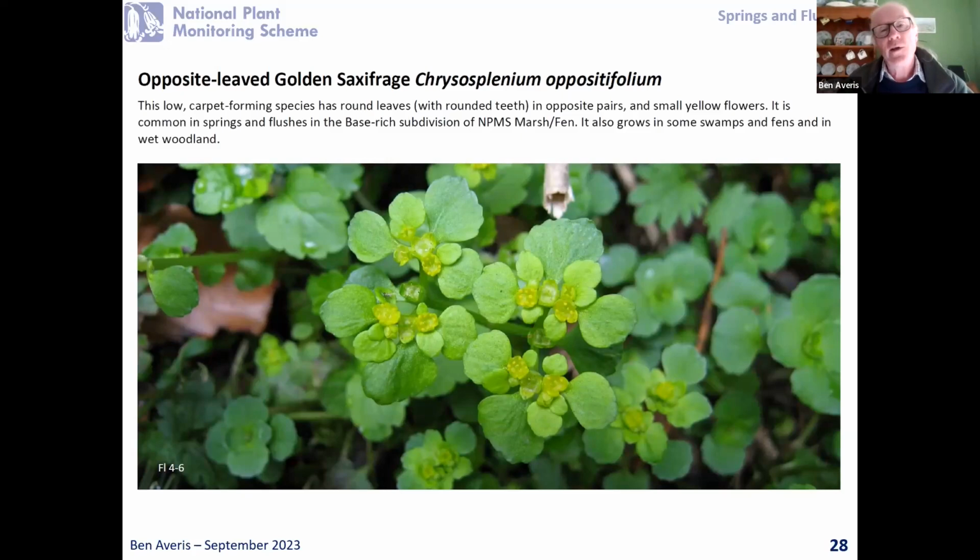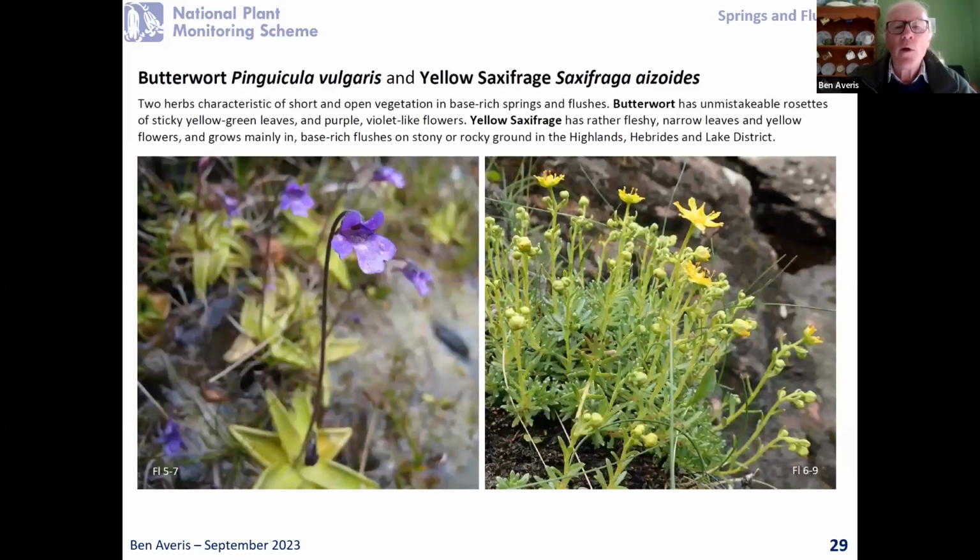This is always an easy one to identify, opposite-leaved golden saxifrage, because it's a small thing, forming low carpets on the ground, and the leaves are in opposite pairs, and they're quite round with biggish rounded teeth around the edges. And little yellow flowers earlier in the year. Easy thing to tell.